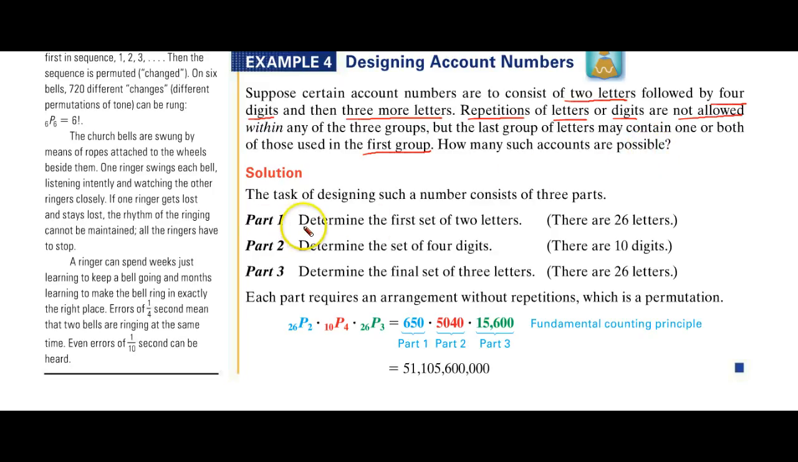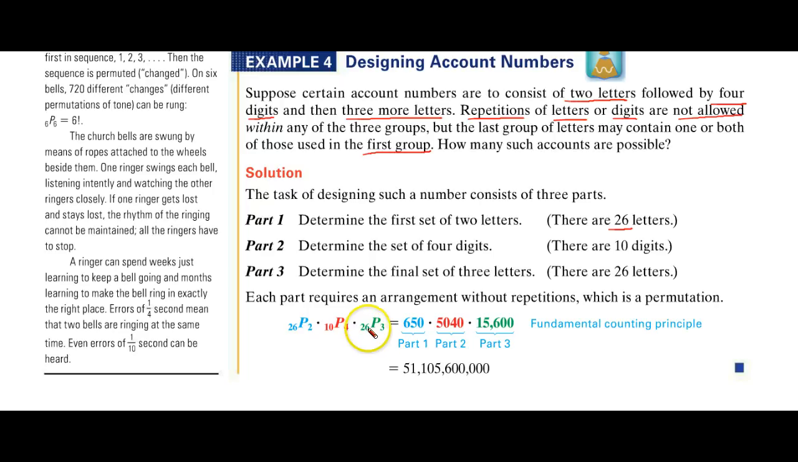Well, in part 1, you determine the first set of 2 letters. Now remember, all letters can be used, so there are 26. So this is a permutation because order is important and repetitions are not allowed. So we have 26 permutation, 2 items at a time. We're then going to times that by how many digits are there? 10 symbols. And we're going to take them 4 at a time. But repetitions are not allowed. So this is a permutation.